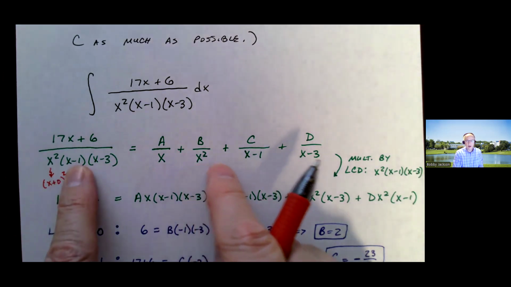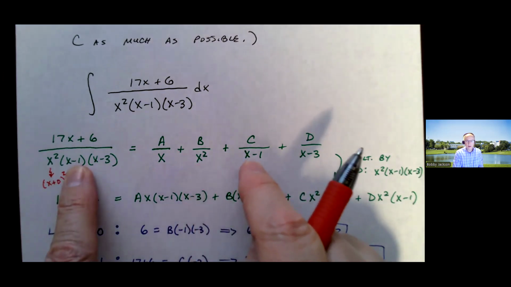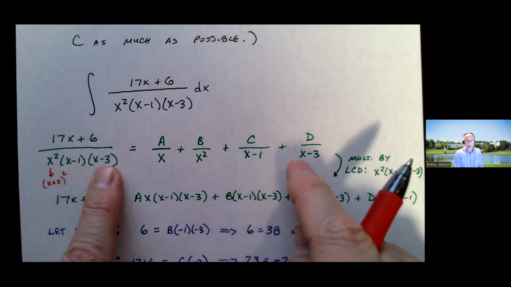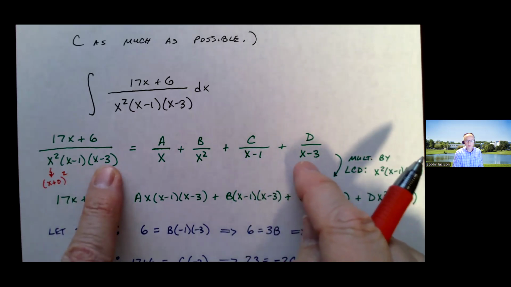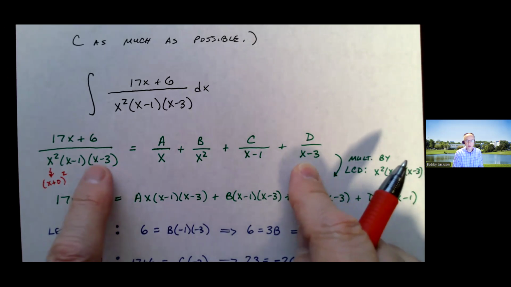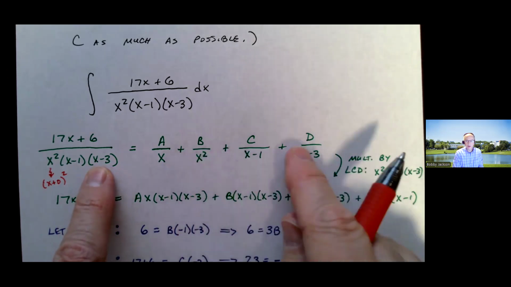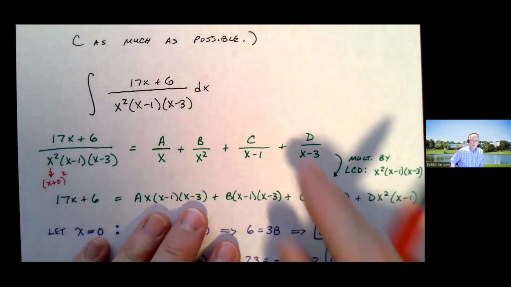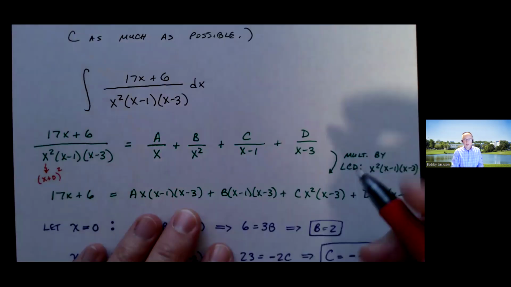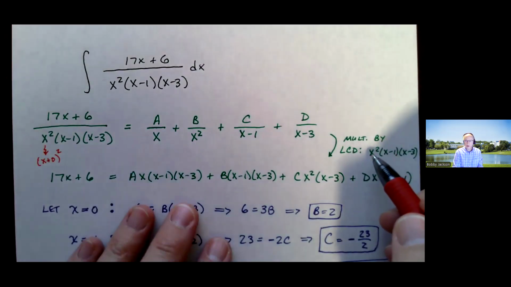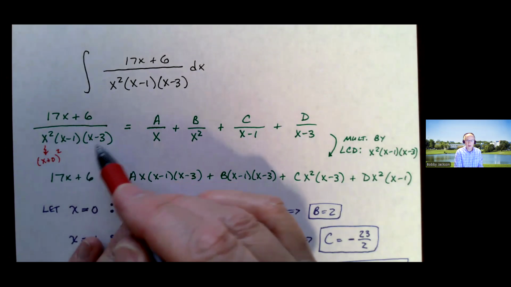There's one x minus 1 linear factor, right? So I'll have that fraction. And then one fraction here from the linear factor x minus 3. And so I need to find the values of A, B, C, and D. So the first thing to do that is to multiply, as we do, by the least common denominator, which is of course this right down here.